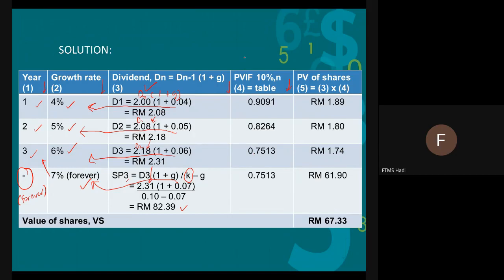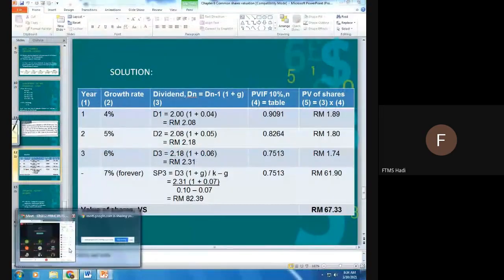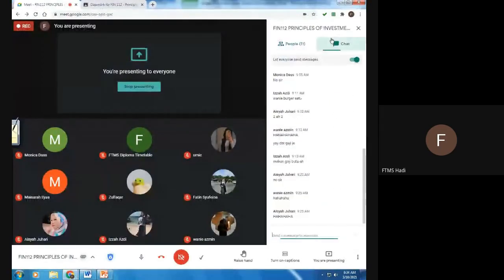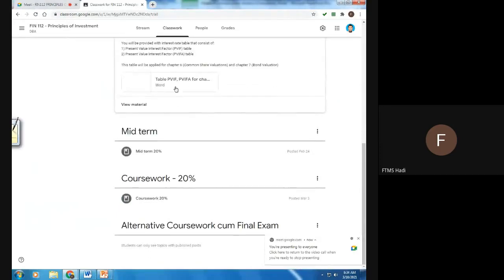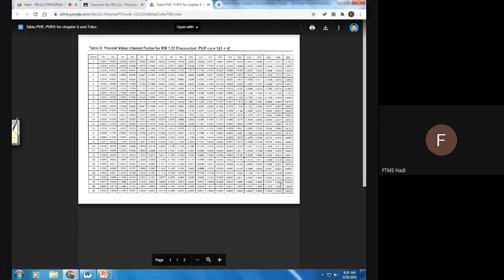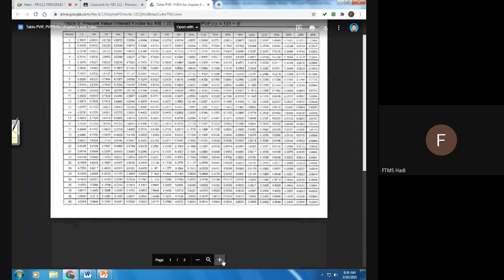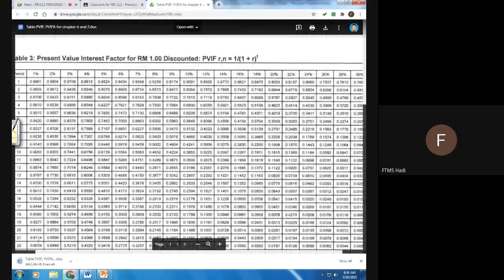Alright, let's have a look at PVIF. I provided this to you in the Google Classroom, the appendix. Where's the appendix? This one is a table of interest rates. You will use this for chapter 6 and chapter 7, common shares and bonds. So let me download this one. How to read it is quite easy. It's like this.